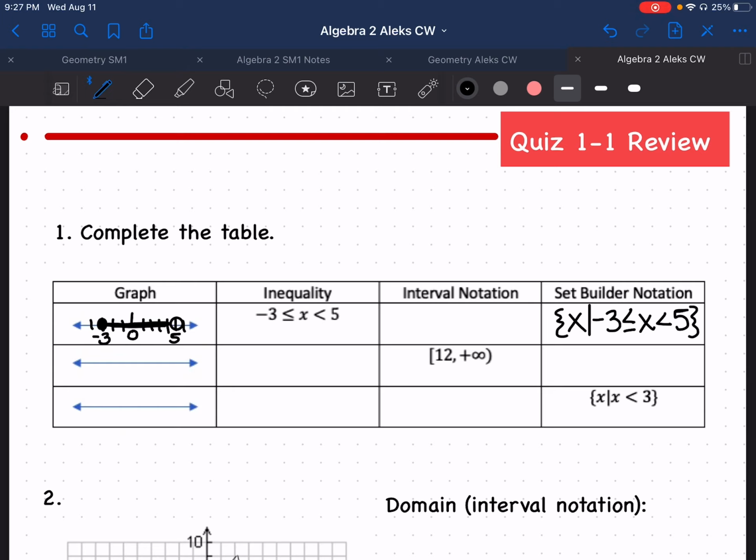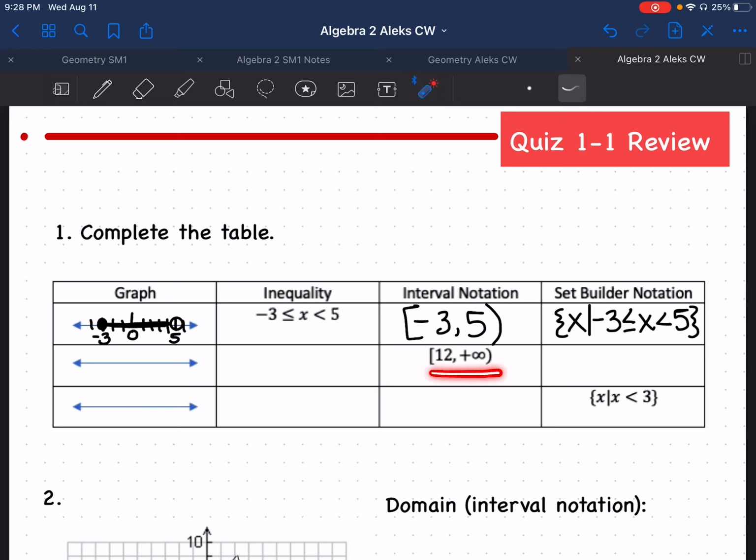Now for the interval notation, I'm going to use my graph. Remember, you need to start here on the left side and start reading towards the right. This should be the first number you put, and then this should be the last number that you put. So there we go. Go back and look at the -3. It is closed, so we're going to use a bracket. And the 5 is open, so we're going to use a parenthesis, because open is parenthesis, closed is bracket.